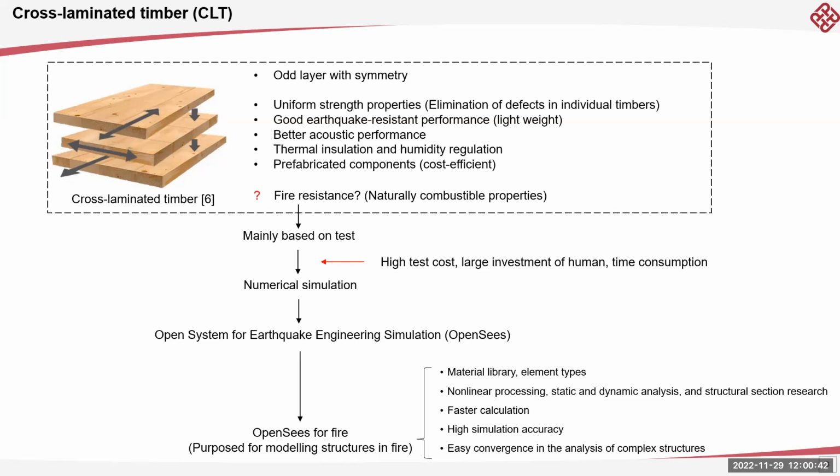Now, cross-laminated timber (CLT) is a type of engineered wood commonly used in constructions. It is usually an odd number of layers with symmetry. For advantages, it has uniform stress properties, good earthquake resistant performance due to the light weight, and better acoustic performance, thermal insulation and humidity regulation, and prefabricated components due to the high cost efficiency.